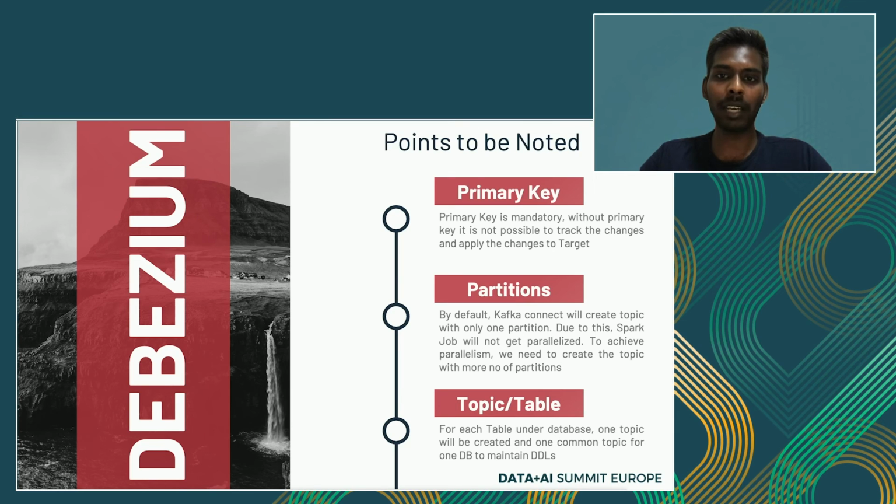To achieve parallelism, either configure it in the Kafka Connect properties or create a bash script to create a Kafka topic with a greater number of partitions based on each table. One topic will be created for each table under a database to track all the DMLs, and only one common topic per database to track all the DDLs.